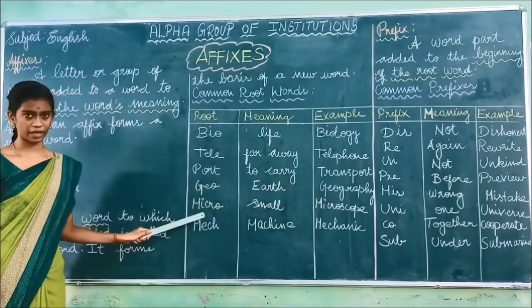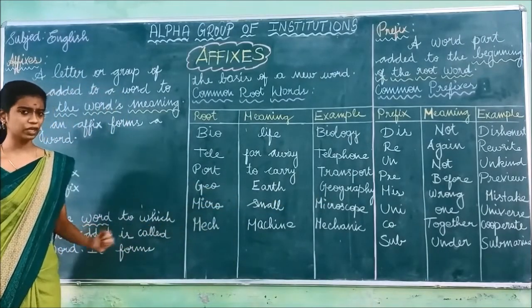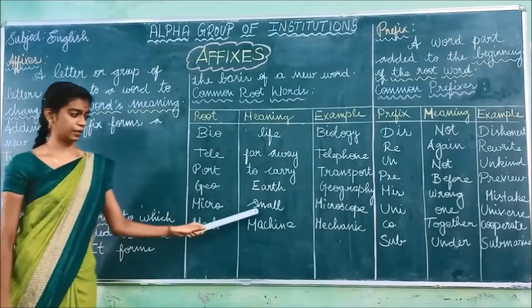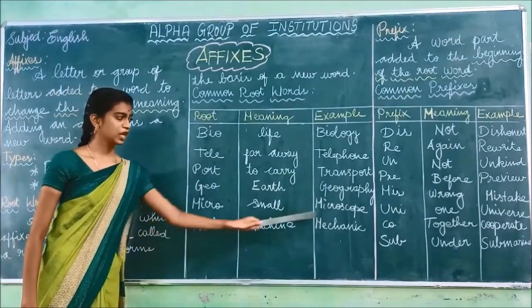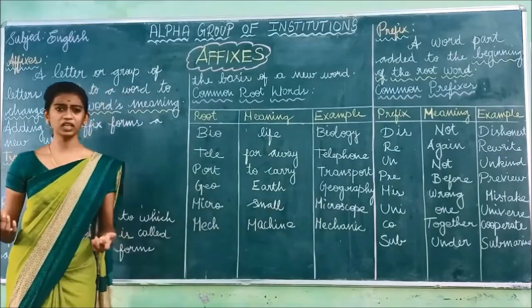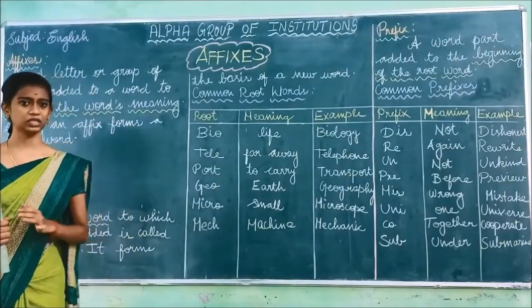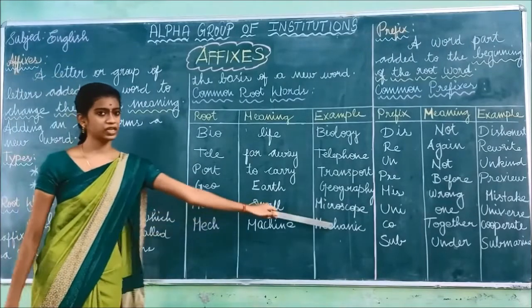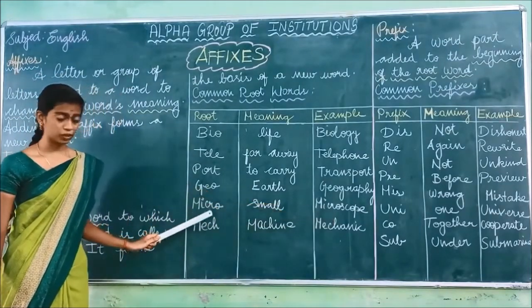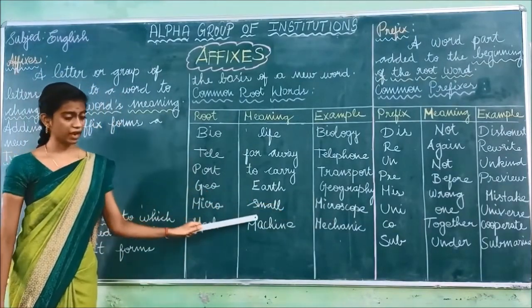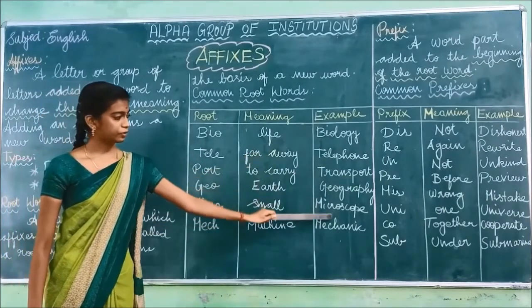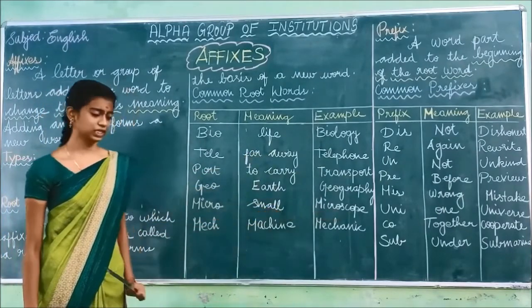And next one is micro. Micro is a root word. What is the meaning of micro? The meaning of micro is small. Microscope. So why do we use microscope? To see the small things. So the example is microscope. So the root word is micro, and the meaning of micro is small, and the example for micro is microscope.